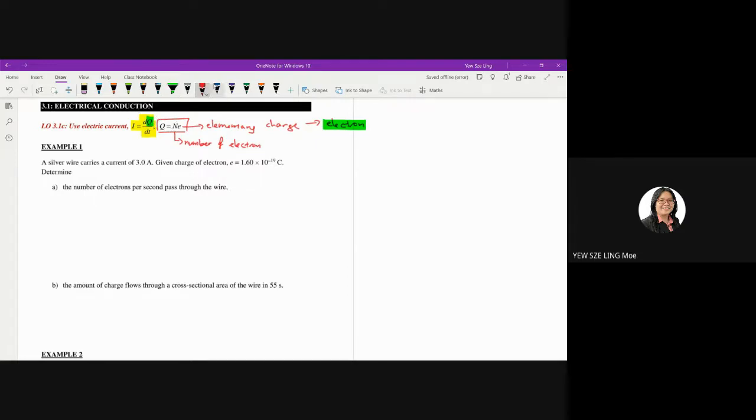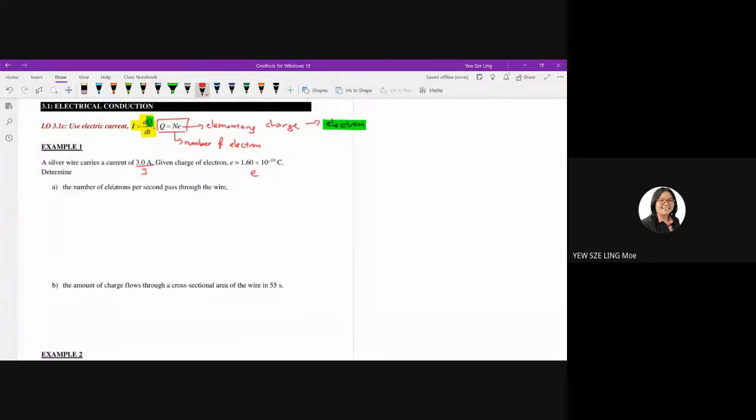You might not be that clear between Q and e yet. Let us go through example 1 and see the main difference between Q and e. A silver wire carries a current of 3 ampere, so you are given I here. Given the charge of an electron, e equals 1.6 times 10 to the power of negative 19. This question is being very nice to you. It tells you the charge of one electron, so you don't have to search the list of constants.